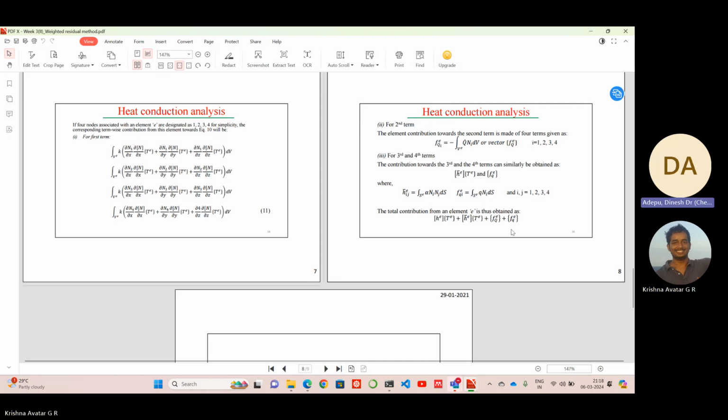FEM for this. I mean, this kind of parabolic. I don't know what kind of equation this is. Ha ha ha.